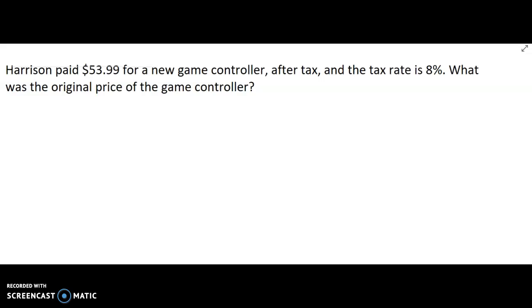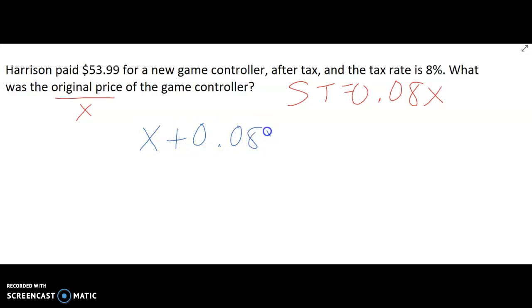So the first thing that I'm going to talk about is saying this. We're trying to find the original price of the game controller. Let's call that x. And that means the sales tax is found by taking the tax rate, 8%, 0.08 as a decimal, multiplied by the original price of the item. And we know that the original price plus this sales tax gives us the final cost. Therefore, original price plus the sales tax, we don't know either of these things, gives me the final cost of the item. In this case, we're buying a new game controller.